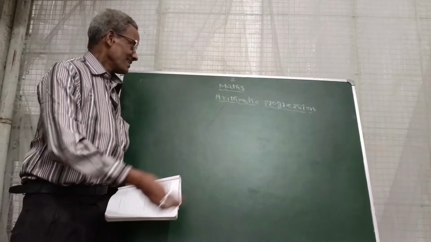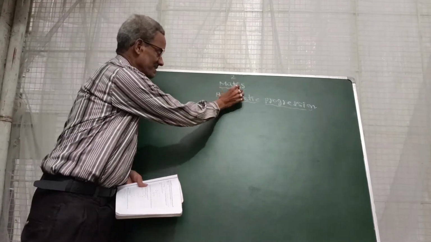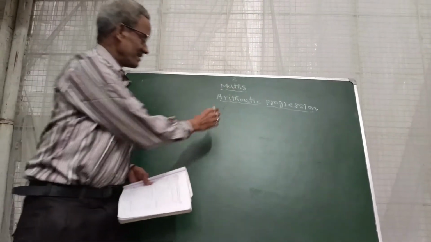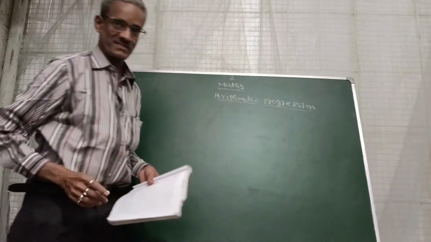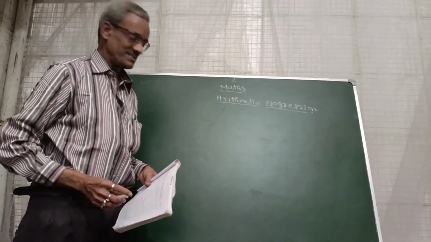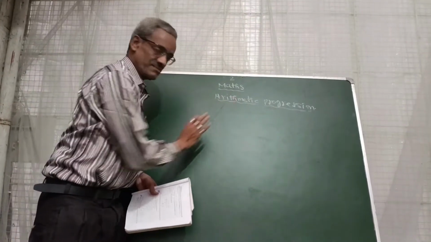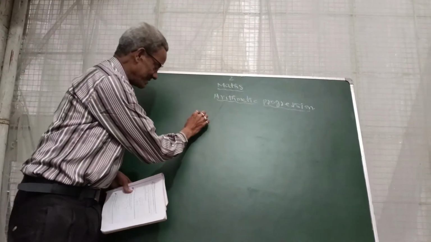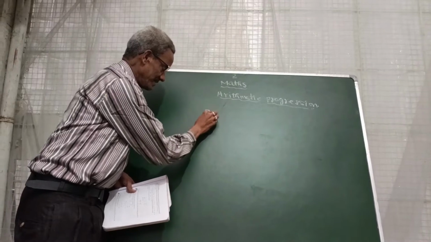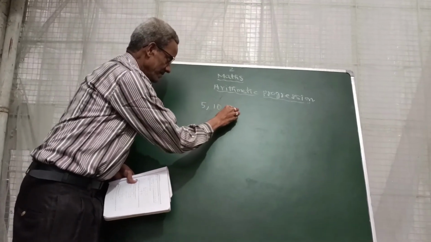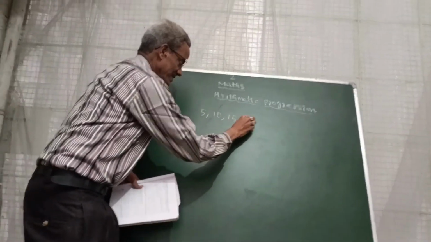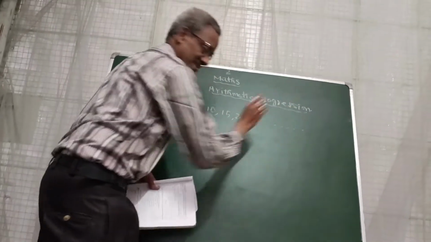Hello students, now I am taking the subject Maths and the topic Arithmetic Progression. Let us see what is meant by Arithmetic Progression. Arithmetic Progression is nothing but a sequence. I will write one example: 5, 10, 15, 20. The sequence goes like that.